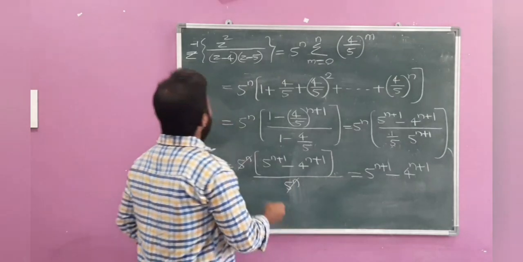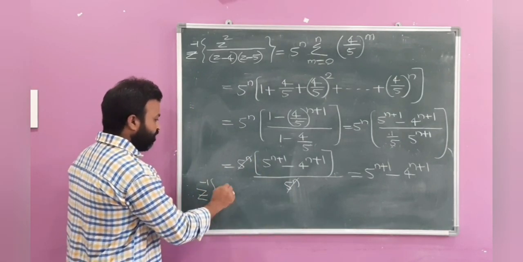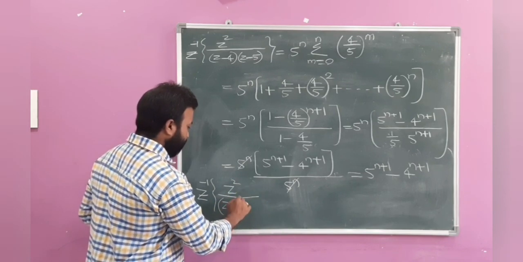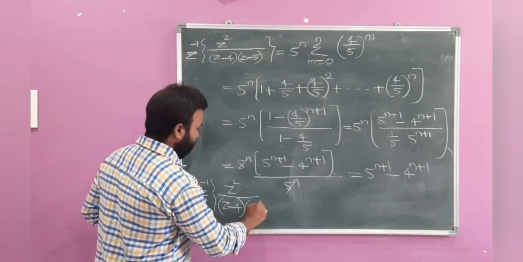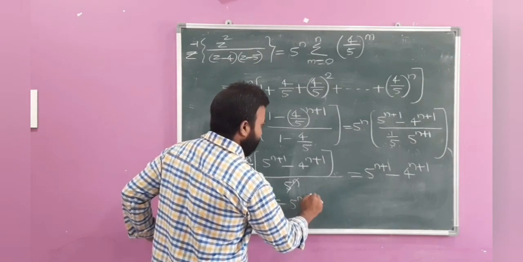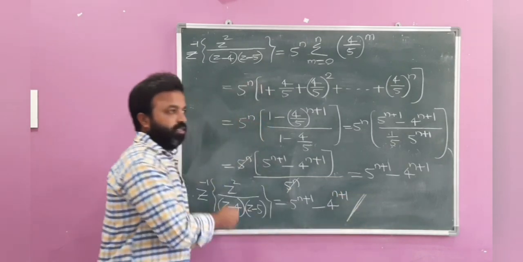So therefore z inverse of z square by (z minus 4)(z minus 5) gives 5 power n plus 1 minus 4 power n plus 1. So this is the solution here.